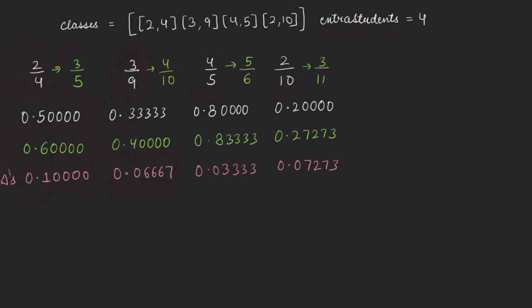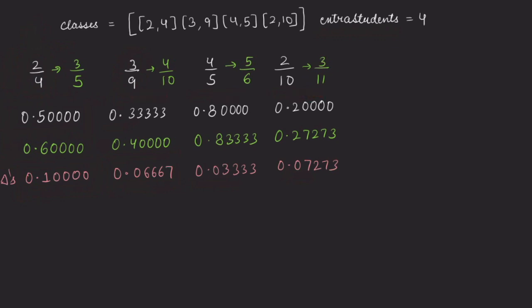So now, which one are you going to consider? Should we consider this one? Why? Because this is the largest delta that we are getting. This is 0.1, 0.06, 0.03, 0.07. This is the largest delta that we are getting. Then that means when I am adding one student in this particular class, this class is giving me the largest delta as compared to the other classes.